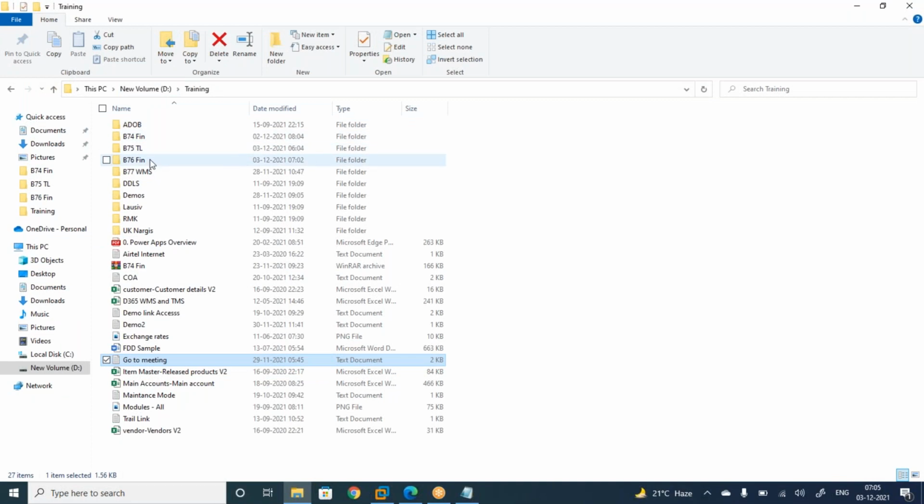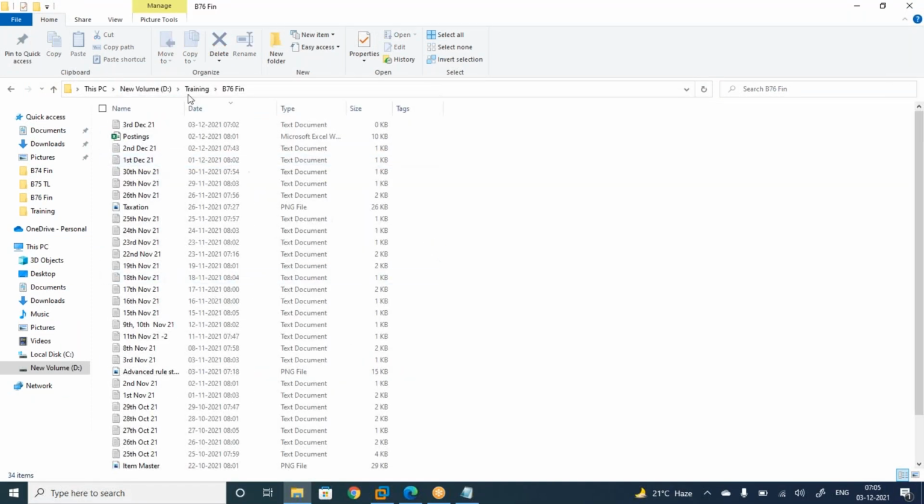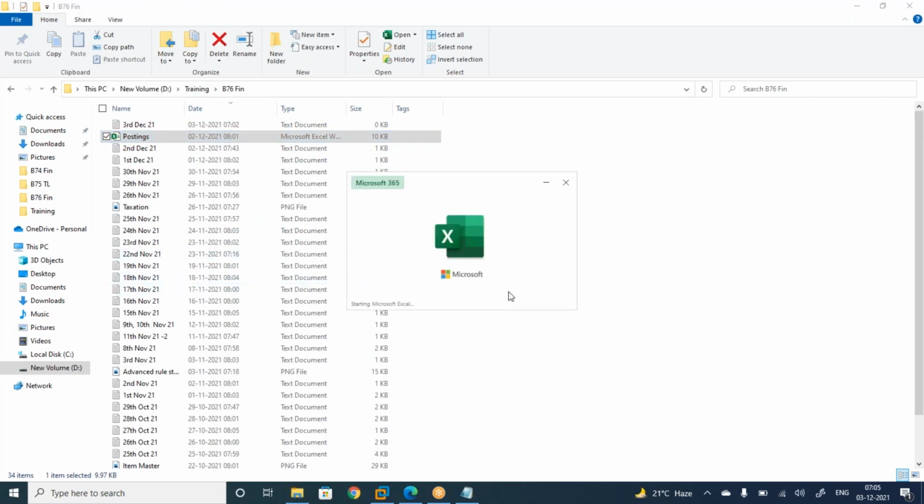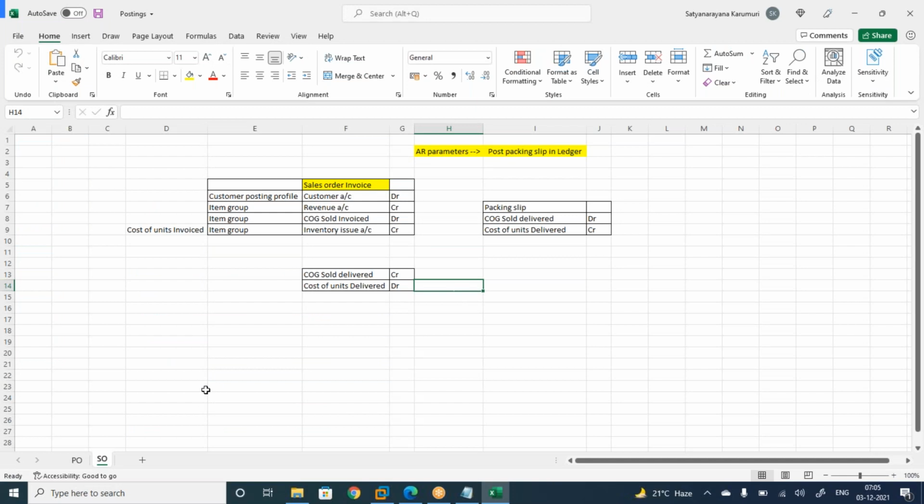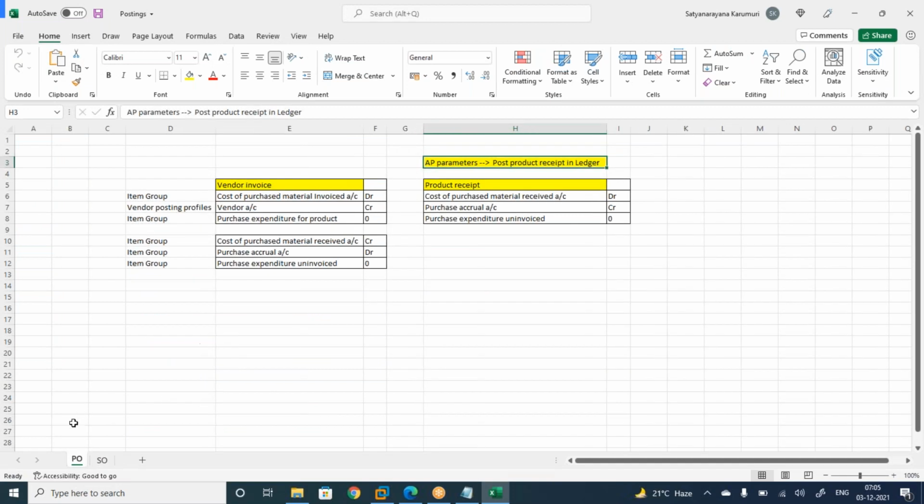Fine, let us understand yesterday's topic, the postings. So if it is a purchase order, while doing the purchase order invoice, we understood the cost of purchased material invoiced account debit to vendor account credit, and then purchase expenditure for product 0. This is the regular postings you have learned till now.